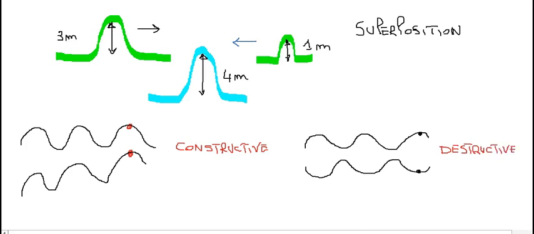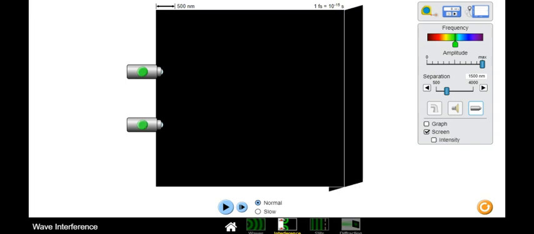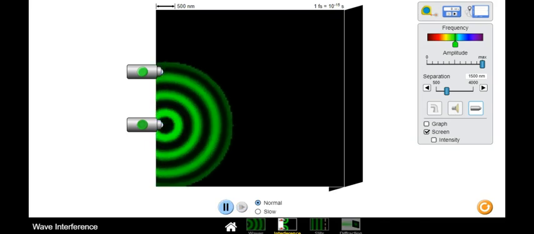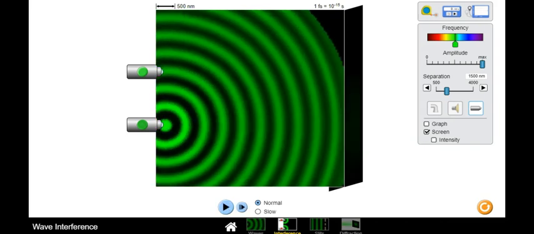Let's see this phenomenon in the simulation with light. I have two sources of green laser light on the left side of the screen, and on the right side, just in front of them, I will place a screen, like a wall, and I'm sending the first laser light through this wall. The light is a wave, and here you can see the maxima and the minima of my wave.